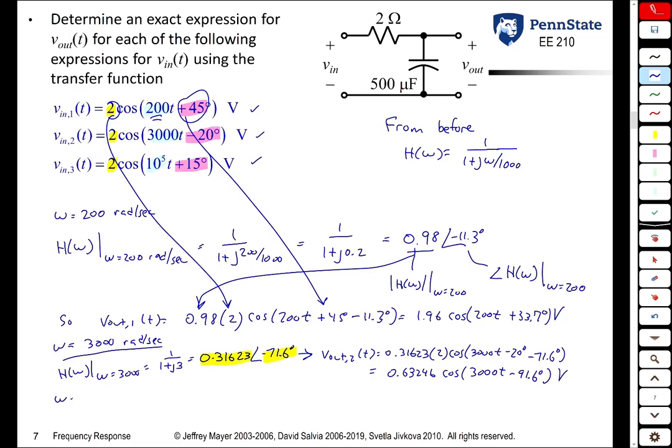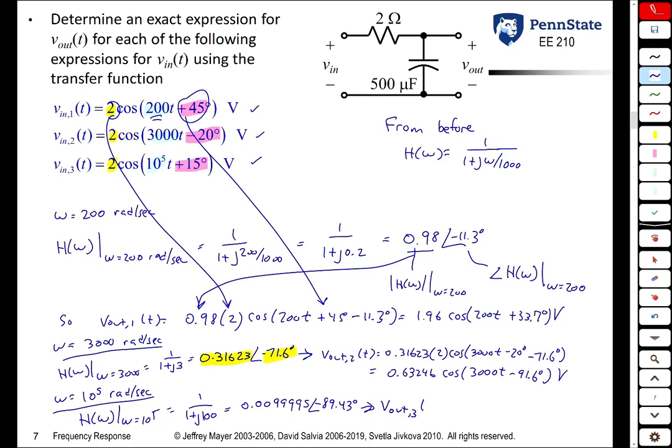Likewise, if omega is 10 to the 5th radians per second, the last case, now h of omega is equal to what? It's 1 over 1 plus j100, which in polar coordinates is 0.0099995 at an angle of minus 89.43 degrees.